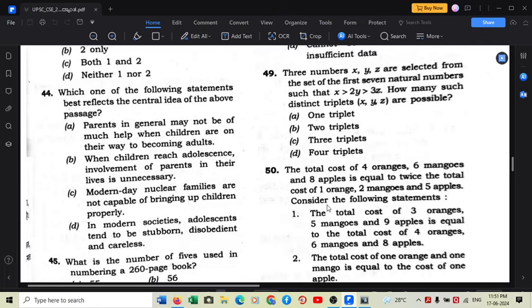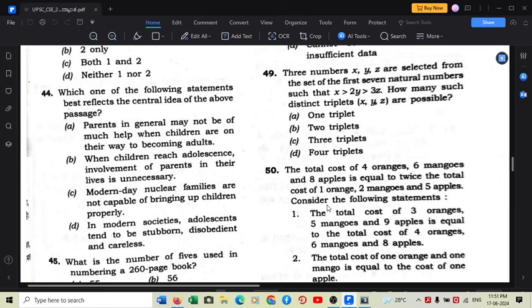Okay. So, parents in general may not be of much help when children are on their way to becoming adults. Okay, so yes, in the modern times, this is the scenario. Yes, they may not be of much help when children are on their way to becoming adults. So option A seems okay, but we have to find the central idea from the statements which is the best from the rest. Statement A could be correct, statement B could be correct, C and D could be correct, but we have to find which aligns most with the passage.